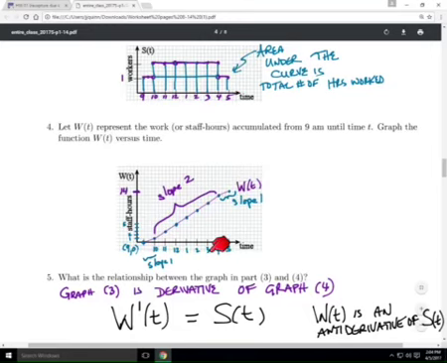So what's the relationship? It means that the derivative of the work graph is going to be the staff graph. Or, said another way, the antiderivative of the staff graph is going to be the work graph. And this really is what's at the heart of the second fundamental theorem of calculus, this relationship here.